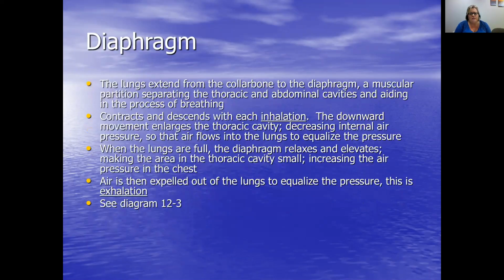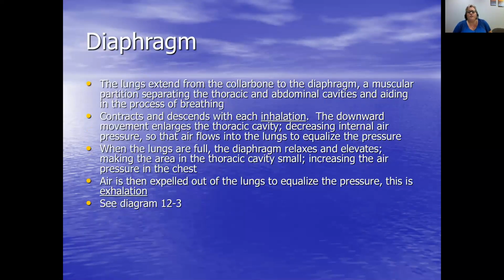The diaphragm contracts and descends with each inhalation, and the downward movement enlarges the thoracic cavity, decreasing the internal air pressure in the thoracic cavity, so air can't help but flow into the lungs because the body is always wanting to equalize the pressure. So everybody take a big breath in. That diaphragm pushes down, enlarging the thoracic cavity, so then air is taken into the lungs to equalize that pressure when it's out of balance.